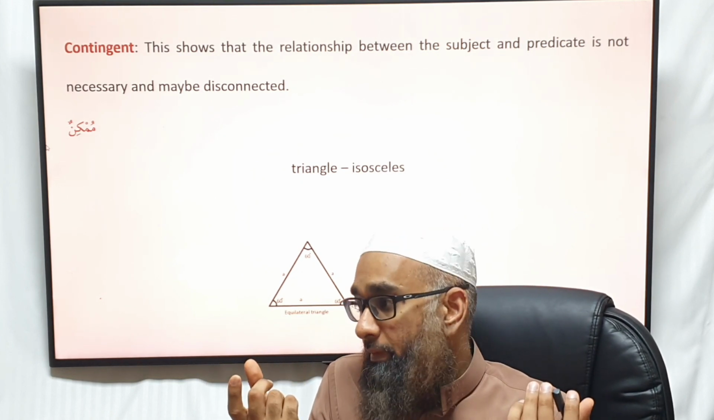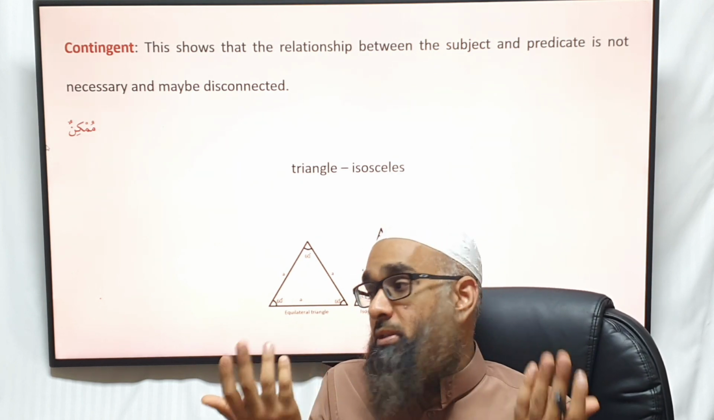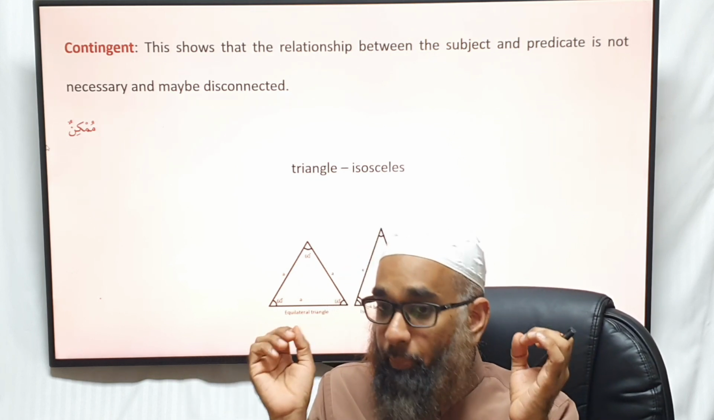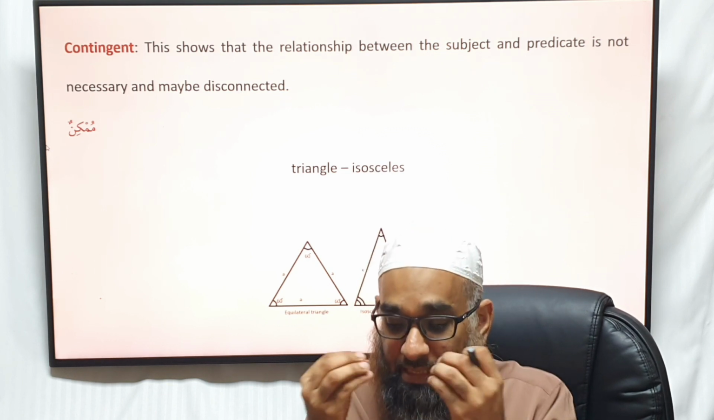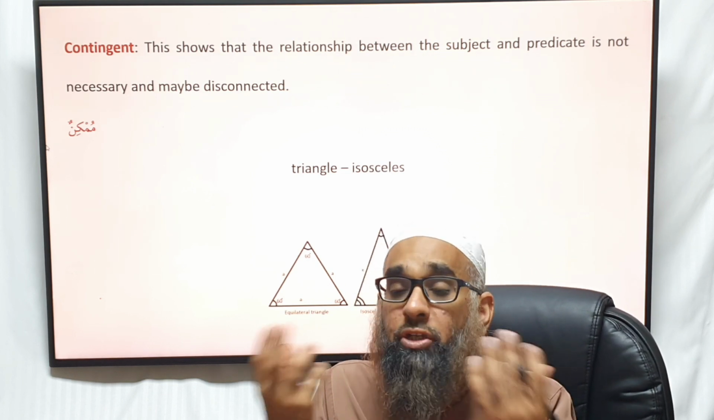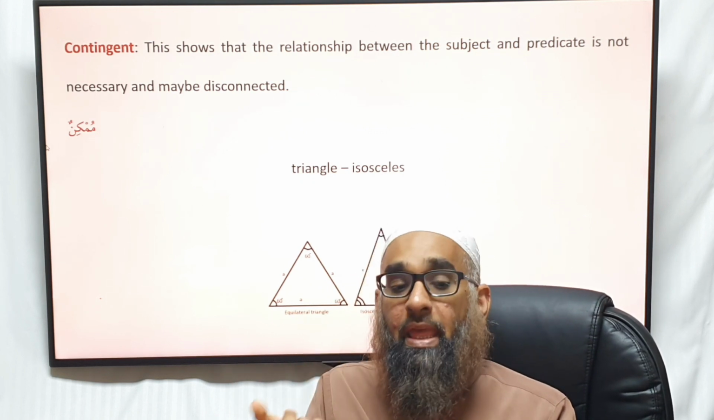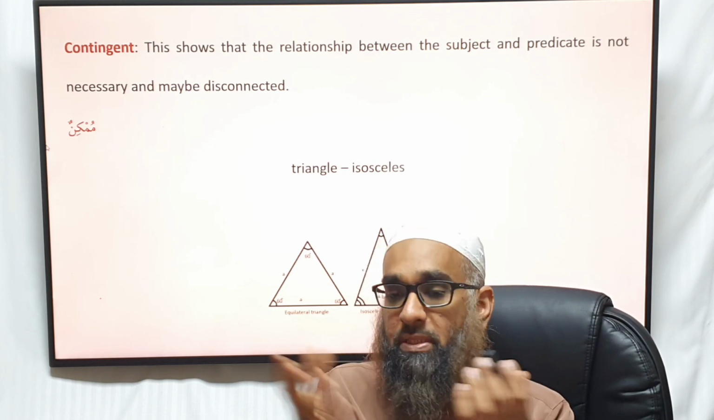Are you following? Yes? Then we have mustahil. What does mustahil mean? Impossible. Meaning it's not logically possible. We do logic later on. It's not possible for the subject and predicate to exist together. By definition, these two things, they're just contradictory. They can't exist together. You following? Then we have contingent, which is what? Mumkin, possible. It doesn't have to be such.